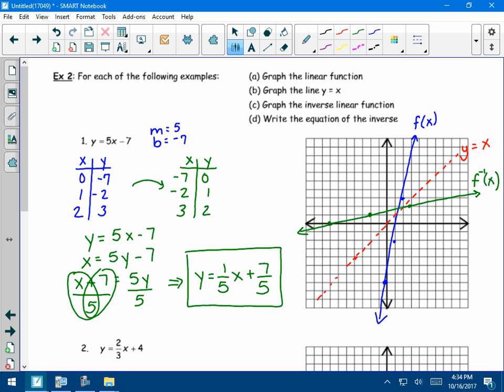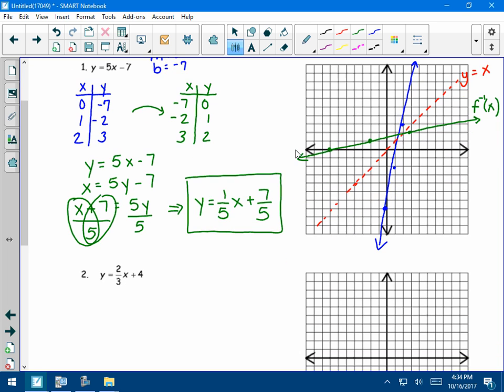Now I usually get it into that mx plus b looking form just so it looks more like a line. If you left it as x plus 7 all divided by 5, it didn't specify how to leave it, so technically that's correct, and you'd be fine. Okay, let's do one more of those real quick. Hopefully that wasn't too bad.